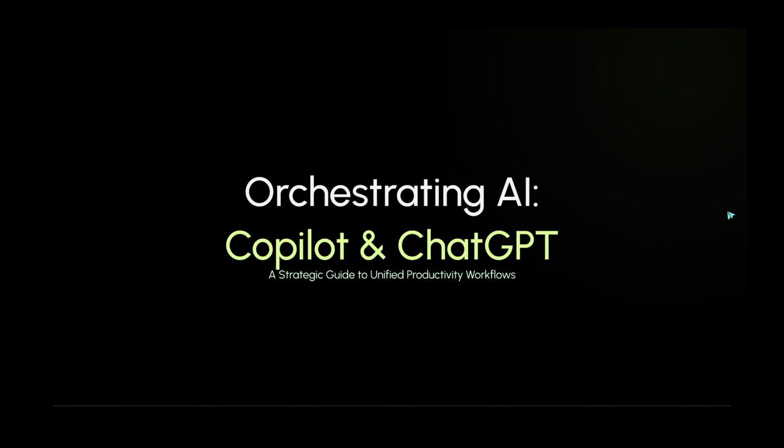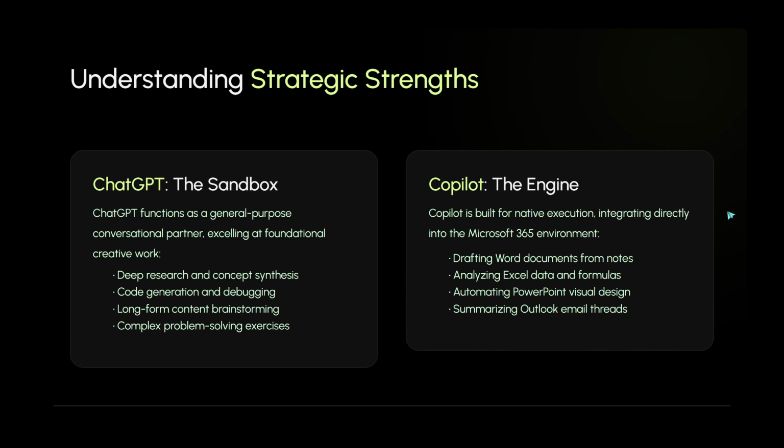Microsoft Copilot is designed to work directly inside Microsoft apps like Word, Excel, PowerPoint, and Outlook. That means it's especially helpful when you're already working on documents, spreadsheets, presentations, or email. ChatGPT, on the other hand, is excellent for writing, research, brainstorming, coding, and problem-solving. Both tools can automate tasks and improve productivity, but when you combine them, you can create a much more powerful system. A simple example is this: you can use ChatGPT to brainstorm ideas and organize your thoughts, and then use Copilot to turn that content into a polished PowerPoint presentation.